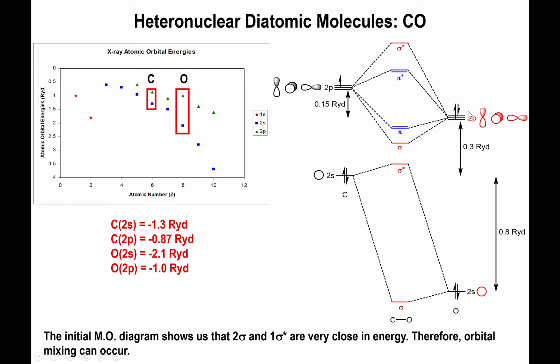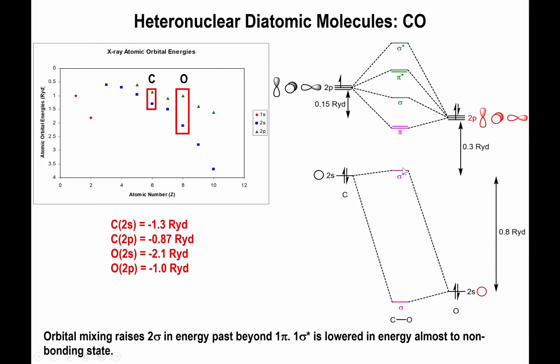At the same time, your 2p sets are going to give you sigma, pi, pi star, and sigma. But because the 2s of the carbon and the 2p of the oxygen are kind of close in energy, about 0.3 Rydbergs of energy, these two orbitals, the sigma star and sigma, will interact with one another, and they will give you a lower energy orbital and a higher energy orbital, kind of raising that sigma orbital once again higher up in value. And what you end up with is the following molecular orbital diagram.